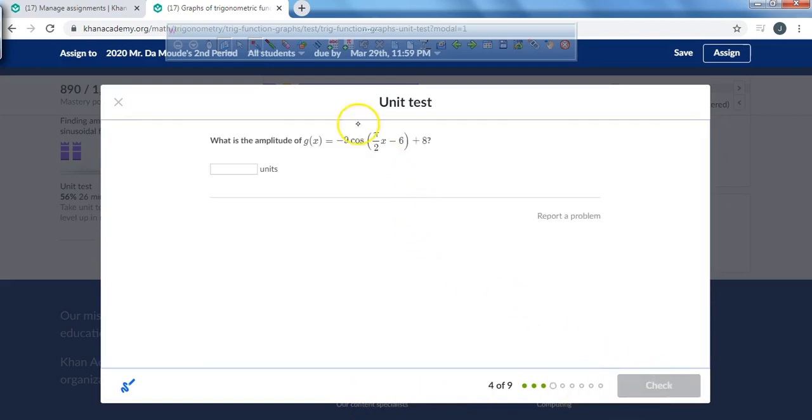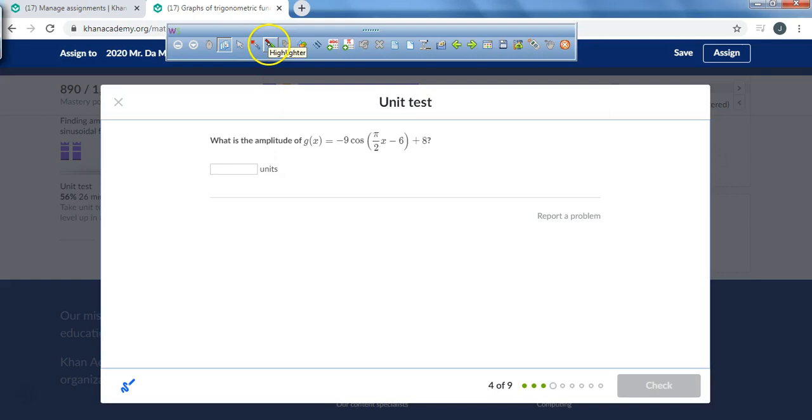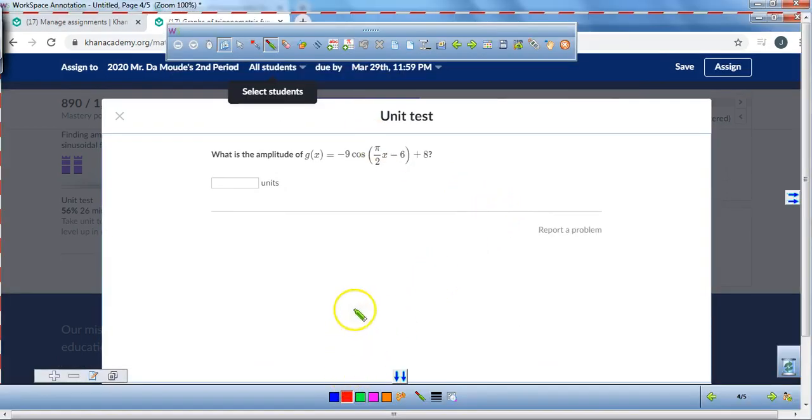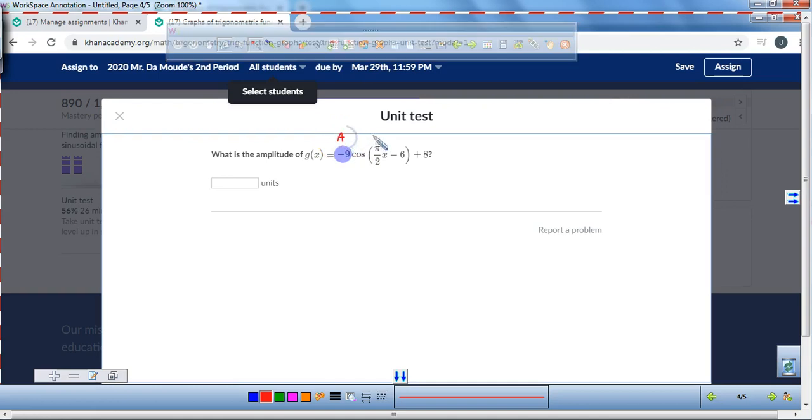What is the amplitude? Alright, another easy problem. Hopefully we'll get to some more difficult ones here soon. So this right here, this is the A value. So I'm going to write A. This is the B value. This is the C value. This is the D value. So I'm going to write down what are A, B, C. We're going to use this problem.